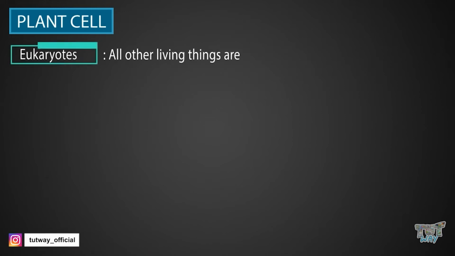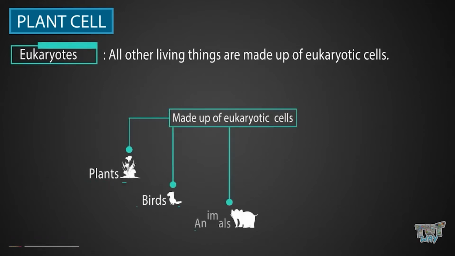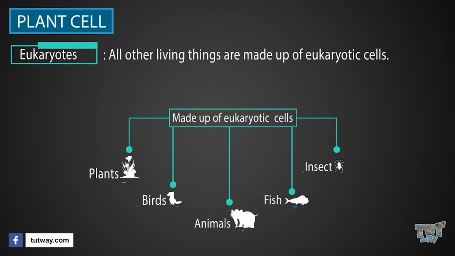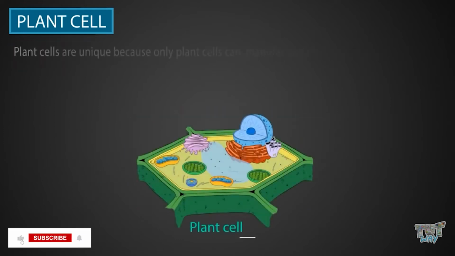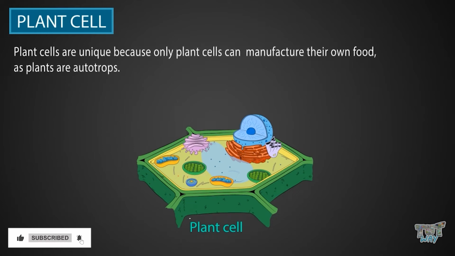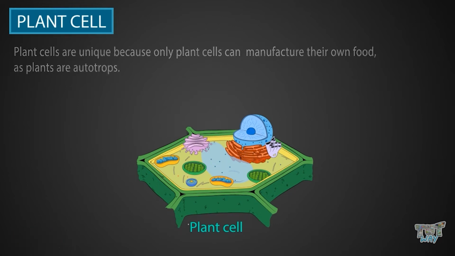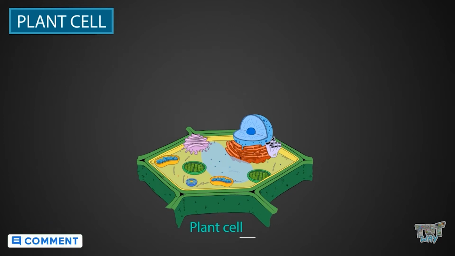All other living things like plants, birds, animals, fish, insects, all types of plants that later came into being on Earth through the process of evolution are made up of complex eukaryotic cells. The plant cell is unique because only plant cells can manufacture their own food, as plants are autotrophs. Today we will be learning about this plant cell in detail.